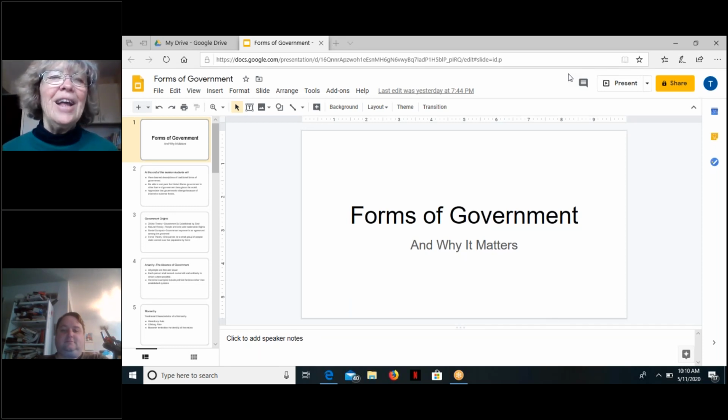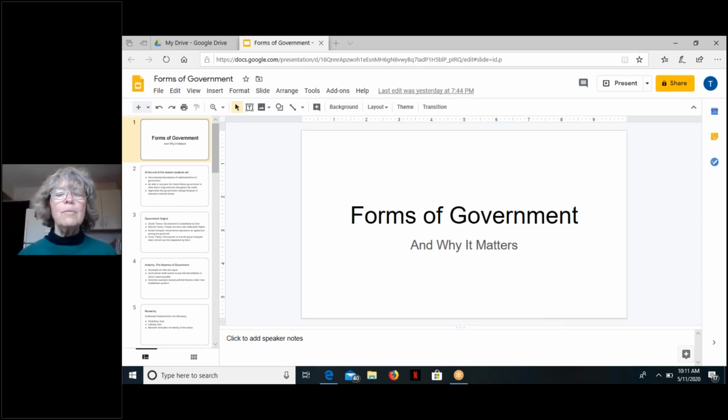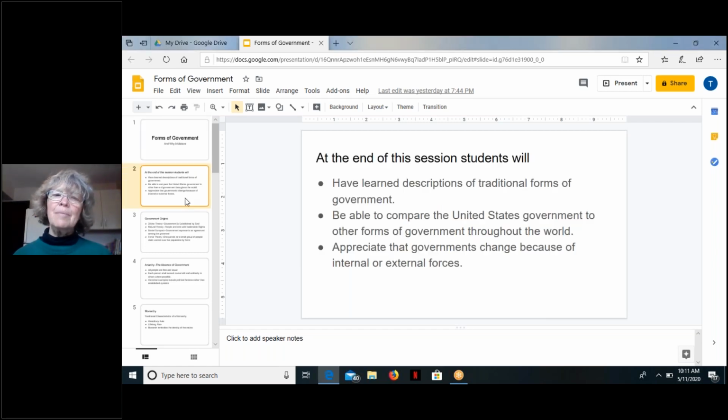Good morning. This morning we're going to be talking about forms of government and why it matters. And I have three goals for today's session.